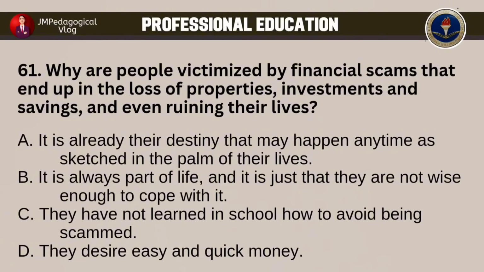61. Why are people victimized by financial scams that end up in the loss of properties, investments and savings, and even ruining their lives? A. It is already their destiny that may happen anytime as sketched in the palm of their lives. B. It is always part of life, and it is just that they are not wise enough to cope with it. C. They have not learned in school how to avoid being scammed. D. They desire easy and quick money.